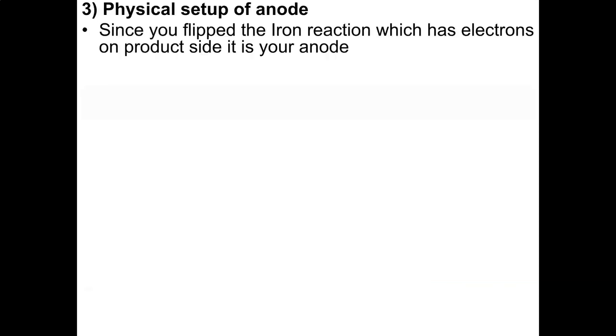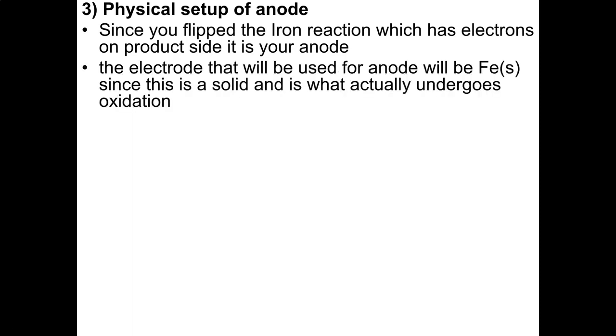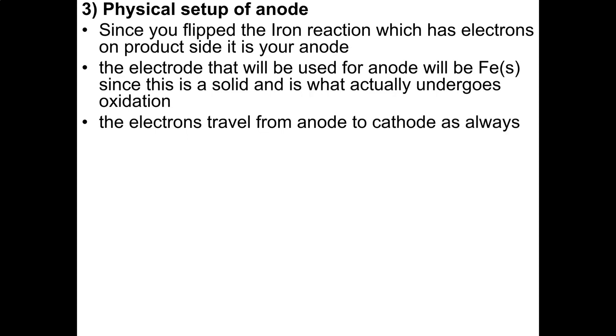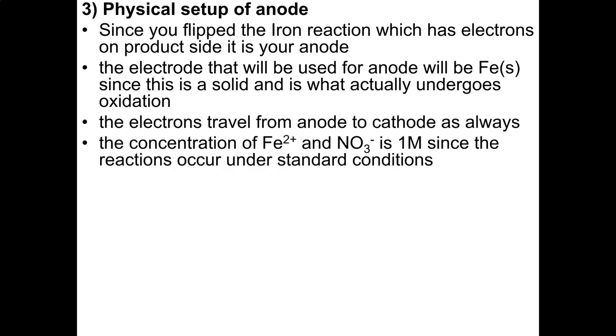All right, physical setup of the anode. Since you flipped the iron reaction, which has electrons on the product side, it is your anode. The electrode that will be used for the anode will be Fe. Electrons travel from the anode to the cathode as always. The concentration of Fe2+ NO3- is 1 molar. I'll build the battery as soon as I'm done giving you the general synopsis of this.